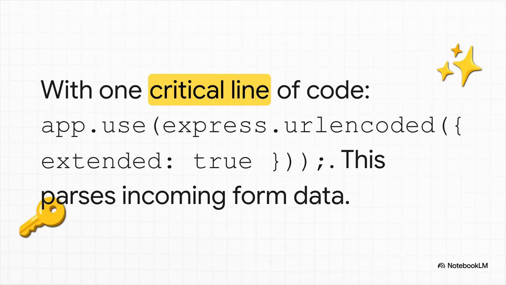This little piece of code is what we call middleware. You can think of it like a universal translator or a skeleton key. It basically teaches the server how to open that package, read the data inside, and organize it neatly for us. It's the thing that unlocks all that form data.